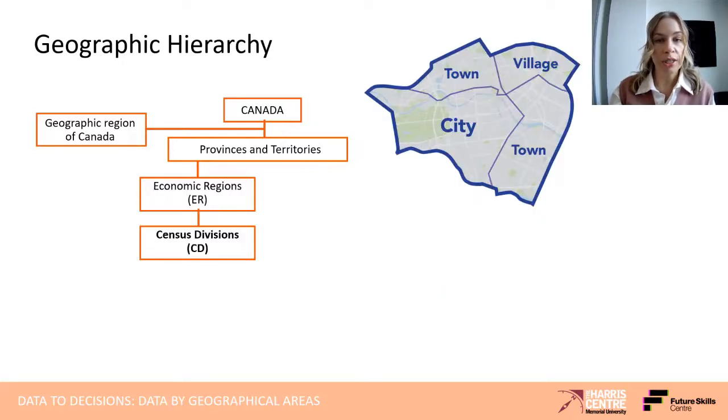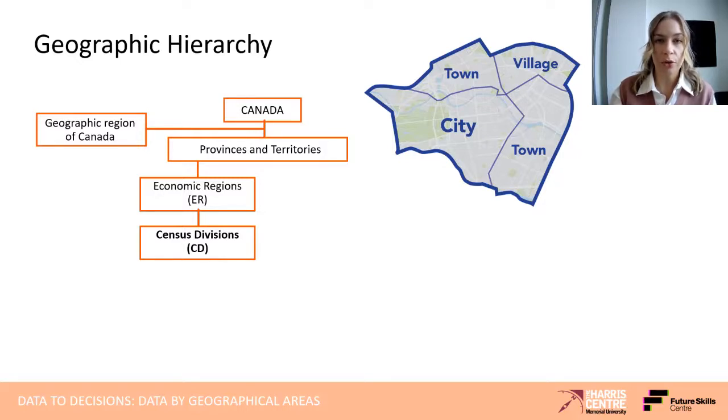So now we start to get into some of the smaller geographic areas. Economic regions, as I mentioned, are made up of census divisions. A census division is a group of municipalities joined together for the purposes of regional planning and managing common services, for example, police or ambulance services. And census divisions are established in provincial and territorial legislation.